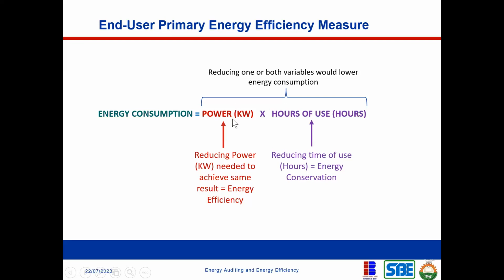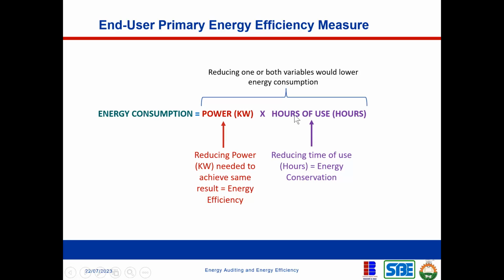So when you change your light bulbs, now these are just very basic examples. We are going to go into industrial equipment, industrial processes, but if you understand these basics, then it won't be difficult for you to also understand it when we start to talk about the industrial processes. So if you change your incandescent bulb to an LED, you reduce your power, not the hours of usage, right?